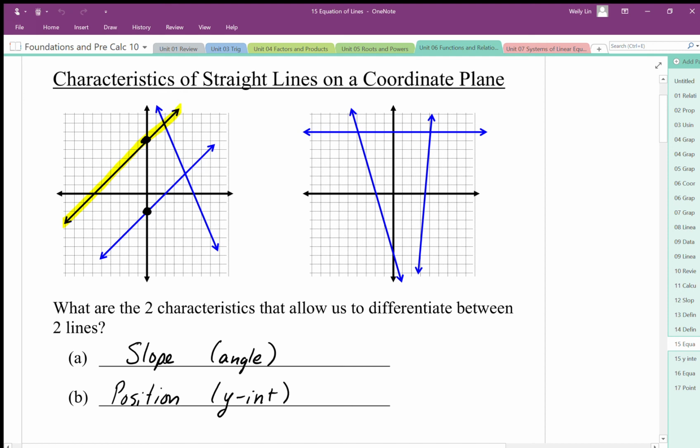But we also know that these show up in the equation form. And this is what we're going to start focusing on. We want to know how to come up with the y equals equation based on slope and positioning, and we want to see where those two elements show up in an equation form.